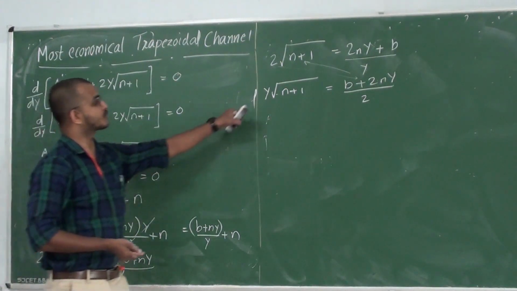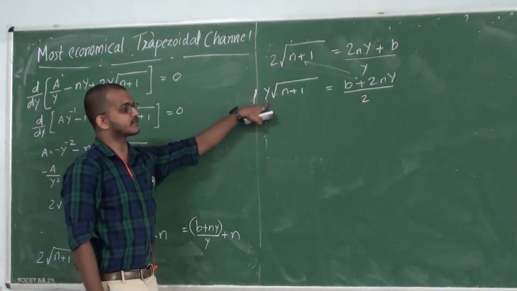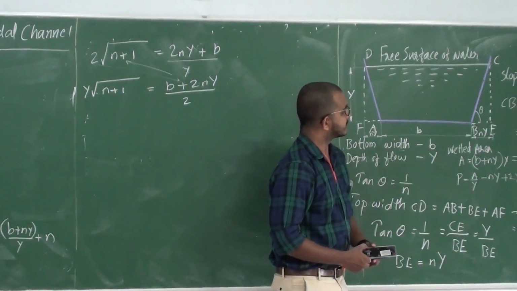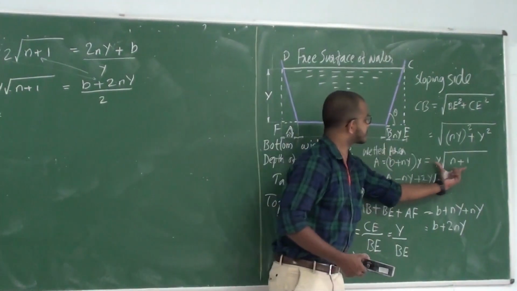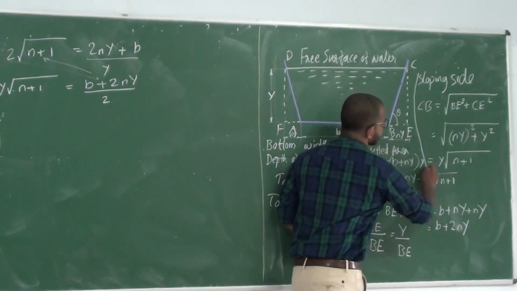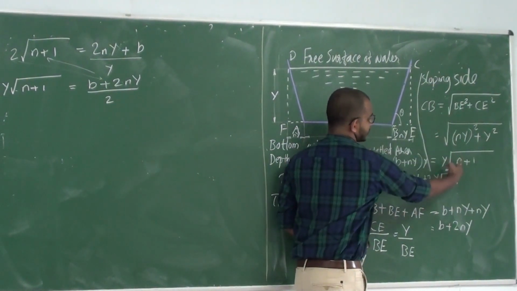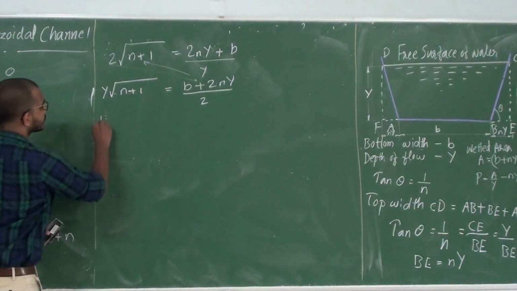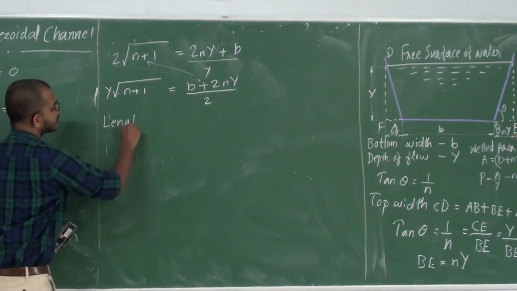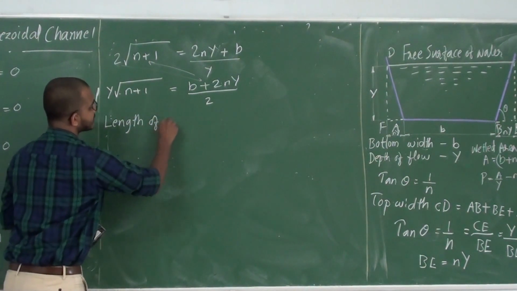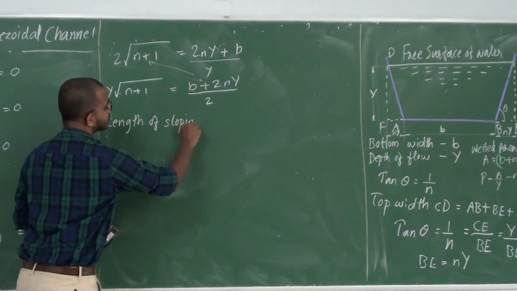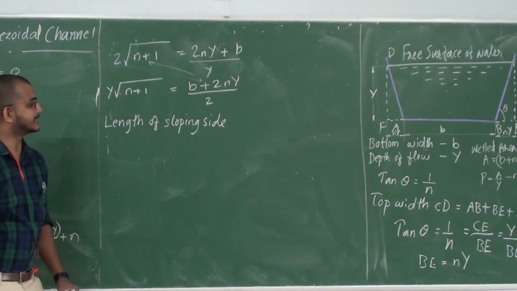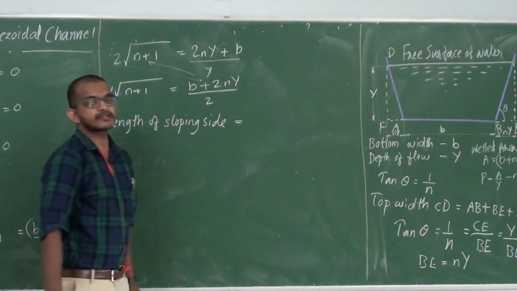So y into square root of n squared plus 1. What is y into square root of n squared plus 1? It is nothing but the sloping side BC. That means the length of the sloping side of the trapezoid is equal to (b plus 2ny) by 2.